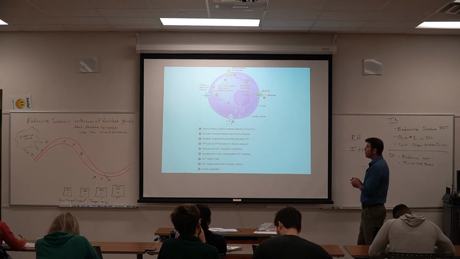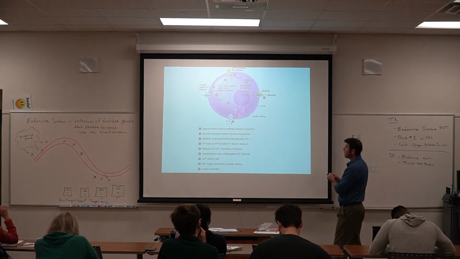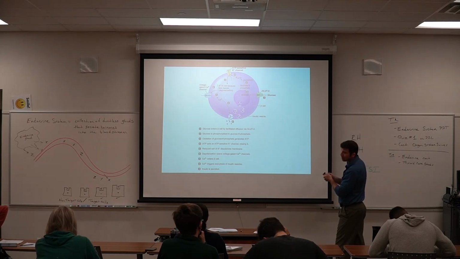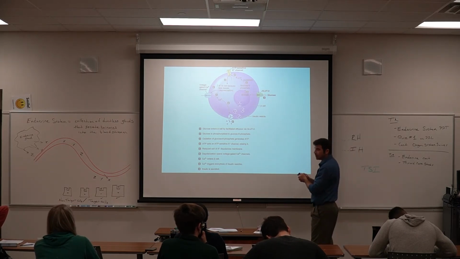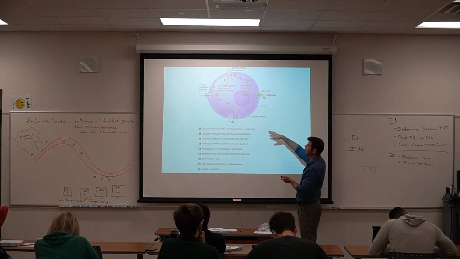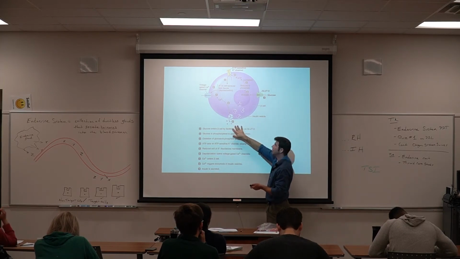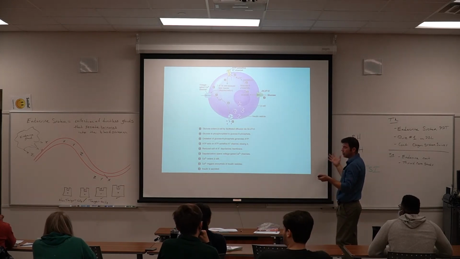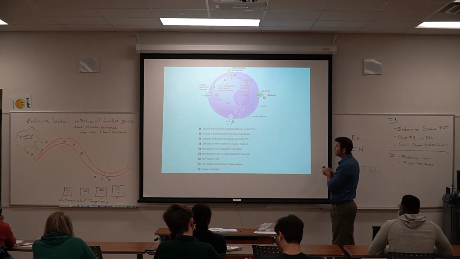GLUT2s are found on beta cells, and what they do is if there's more glucose outside the cell than there is inside the cell, then glucose is going to move down its concentration gradient and into the cell. But if there's not a lot of glucose out here, then it's never going to move in, and this cell will never need to produce insulin. But here's a good example of this humoral control. If there is a bunch of glucose in the fluid, then glucose moves into the cell.